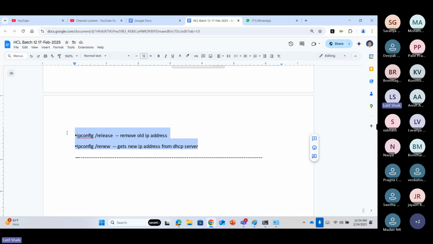Okay. Sometimes you change network. For example, I came here, I got some IP address. I went to my home, or maybe I went to some other room. Okay, a different network it is. My system is not updating with the new IP. Network is changed, but IP is not updating. Then also we can do like this: ipconfig /release to remove the old configured dynamic IP address, and ipconfig /renew to get a new IP address from DHCP. That's why these two are used together.